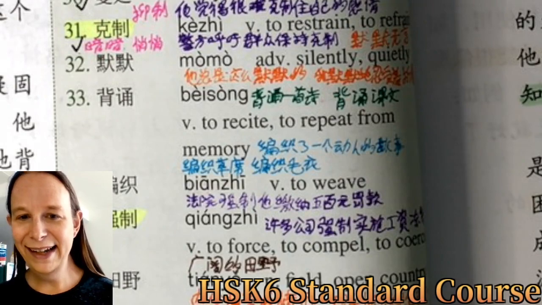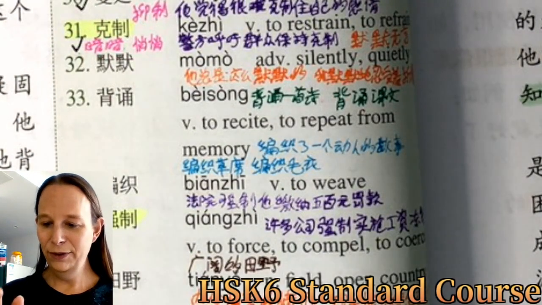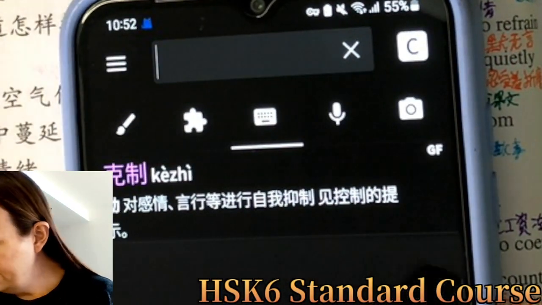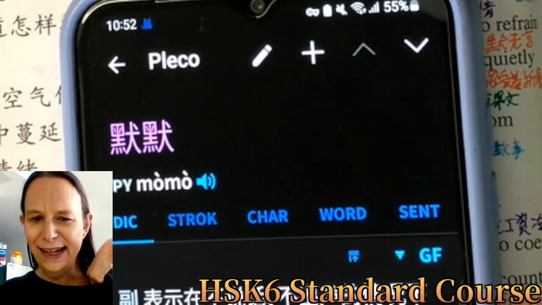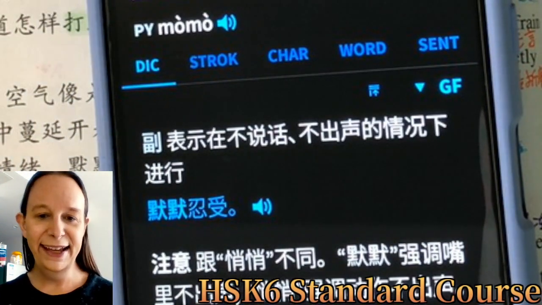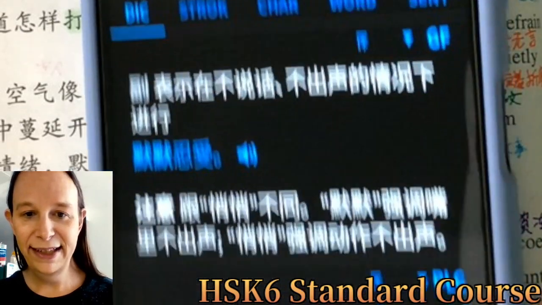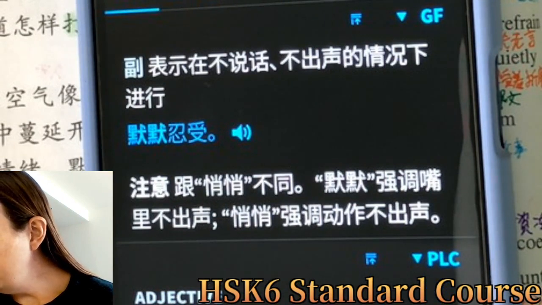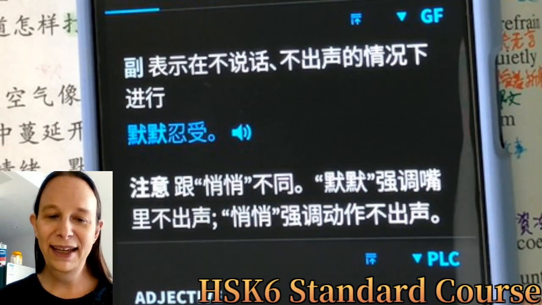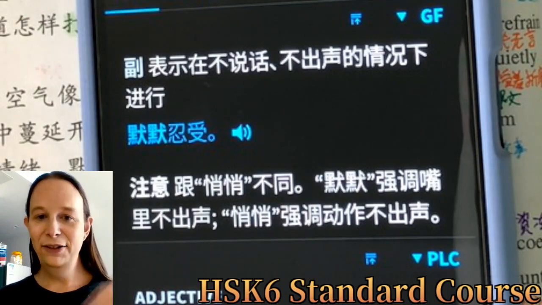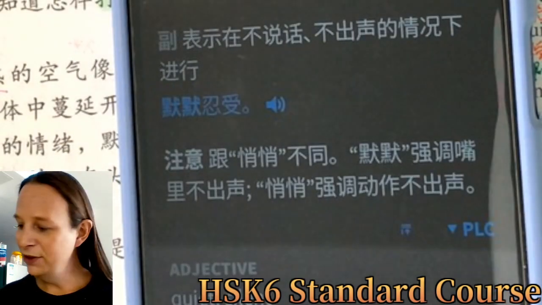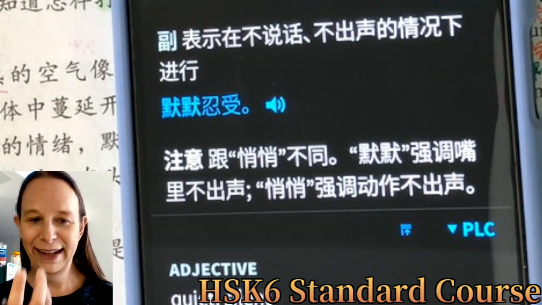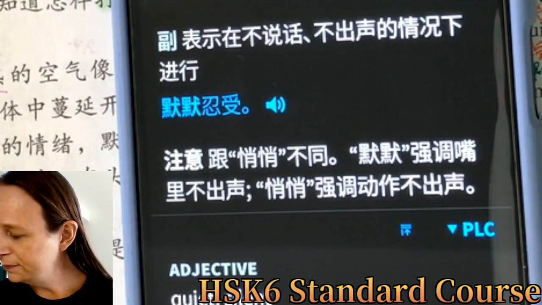All right, 默默, it is an adverb. 默默地做什么? 默默. So it means silently. So presumably it doesn't have the negativity associated with, say, 悄悄. Oh, there's the difference there. We'll see in a second. 表示在不说话、不出声的情况下进行. So you do something in silence. You don't make a sound, whether by speech or by other means. 默默忍受. So silently, I don't know, silently put up with something.